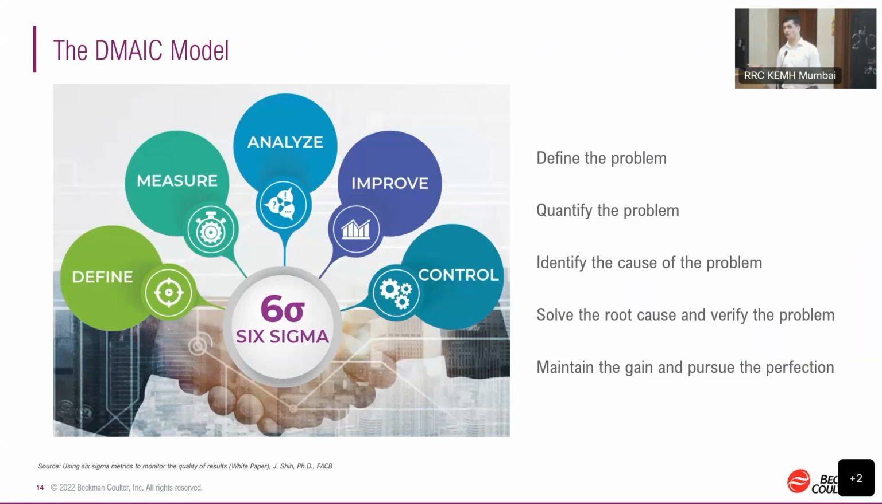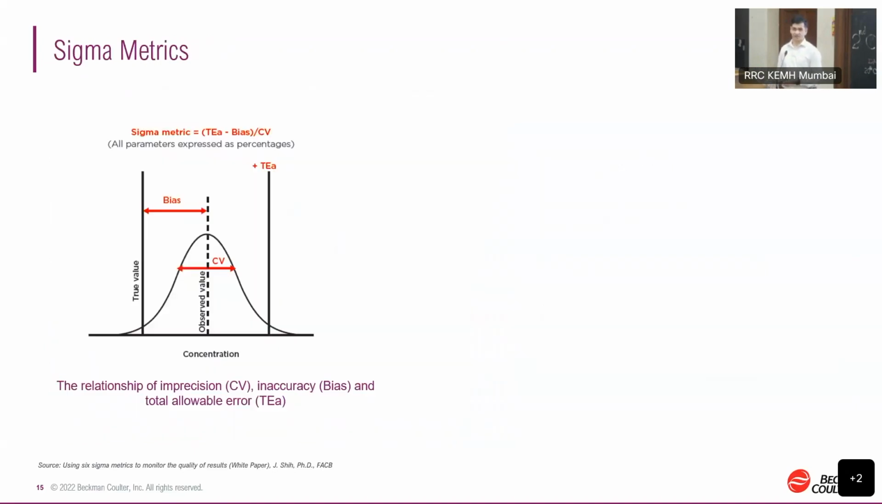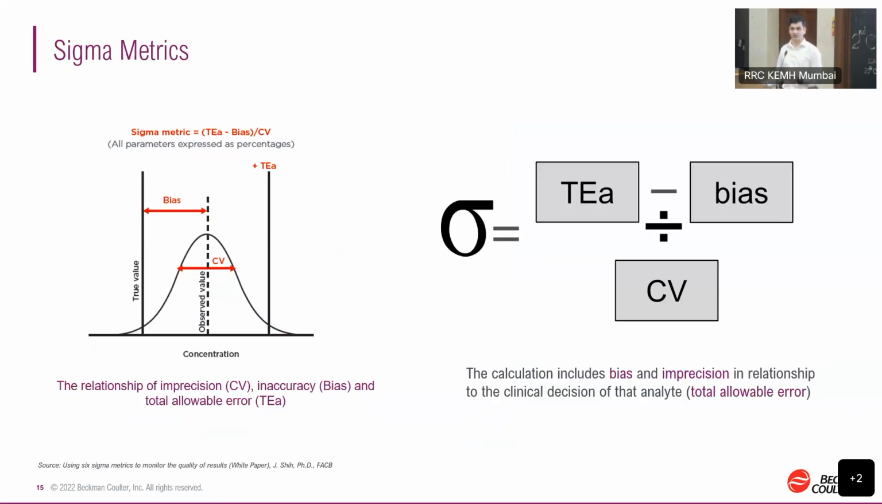This is Lean Six Sigma. We are not talking about this whole thing today. We are talking about the Six Sigma metrics. Right? So now, where do we start? This is the Six Sigma concept here, in which the relationship of imprecision, which is CV, and the bias, and the total error. So there is some calculation. Sigma value equals your TEa minus bias, divided by CV, the precision, and you get 6, which is very simple.